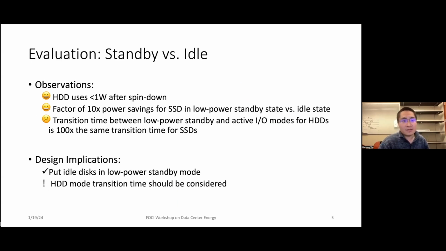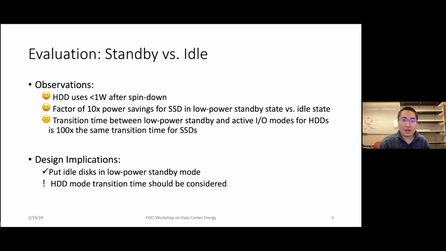So one thing we can think of for controlling power is to put the devices that are in the idle state into an even lower power standby mode. Our observations show that after spin down, HDDs can use less than 1 watt. And there is also a factor of 10 times power savings for SSDs if we put them into a low power standby state.